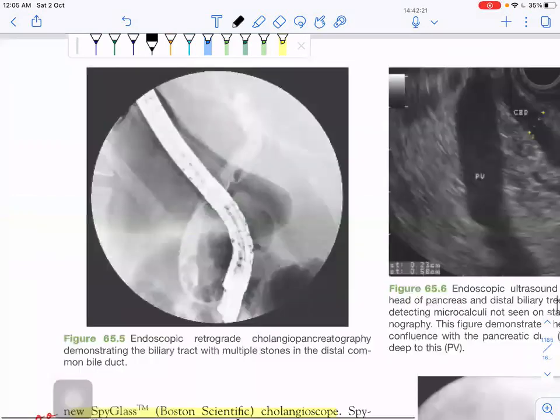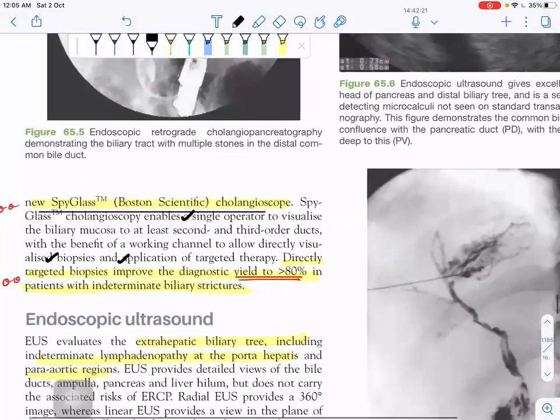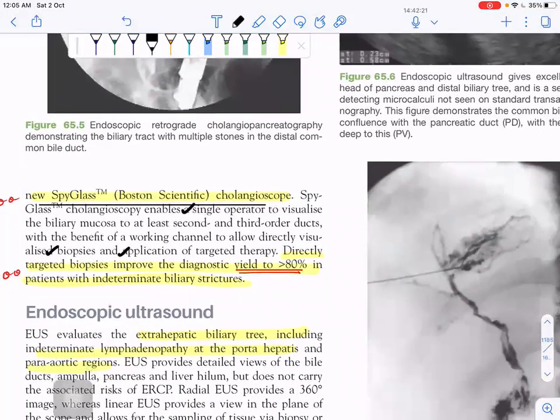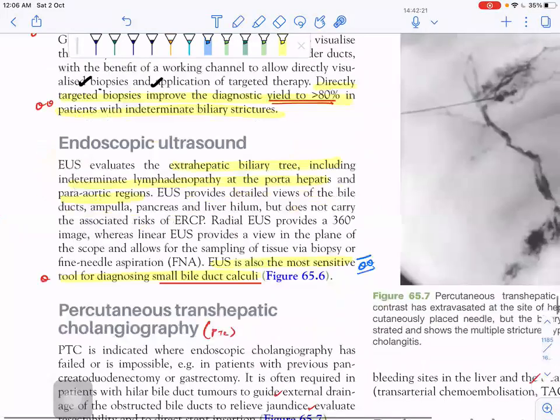But recently they are using a new SpyGlass cholangioscope. The advantage of SpyGlass cholangioscopy is that a single operator is enough. It can also be used to take biopsies, and you can do interventions using these SpyGlass cholangioscopes. This is a recent advance. So directly targeted biopsies improve the diagnostic yield to greater than 80% in patients with indeterminate biliary strictures. Just a fact, greater than 80%.